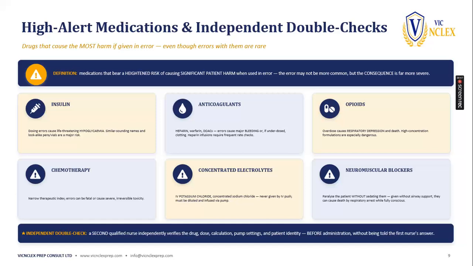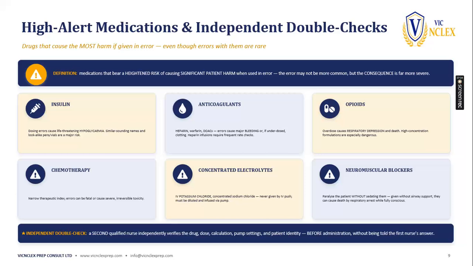The same thing with your lithium. Lithium is 0.6 to 1.2. Are you following? So take note of this. Chemo is very, very narrow, and when we have a chemo toxic effect, most of the time it is irreversible.